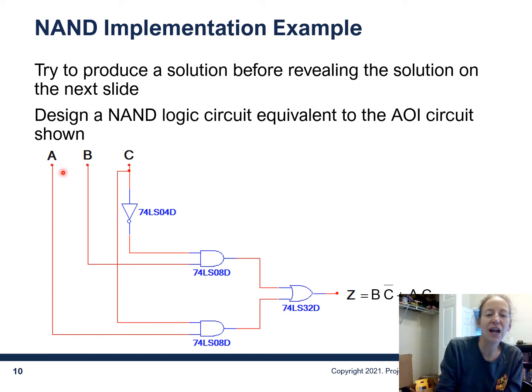So we have here A, B, and C. C runs through an inverter, so this is going to be replaced with the NAND version of an inverter. And then we have 2 AND gates, so these are going to be replaced with the NAND version of an AND gate. And then we have an OR gate, and that's going to be replaced with the NAND version of the OR gate. And then we'll go through and find what we can simplify in that.